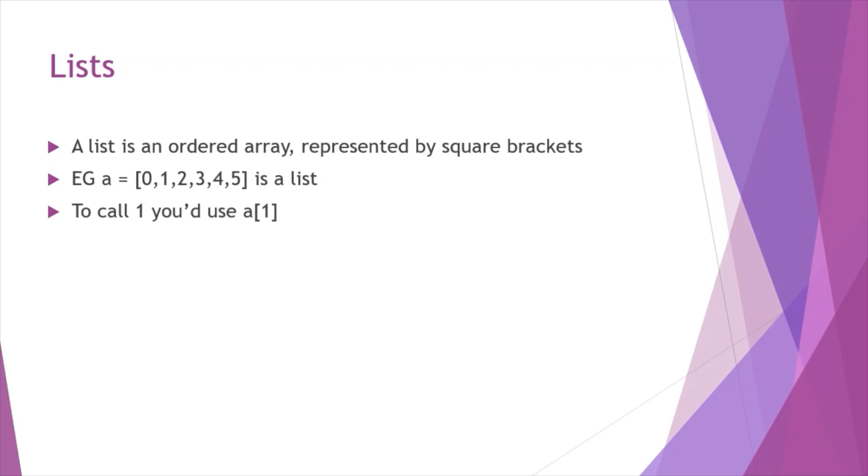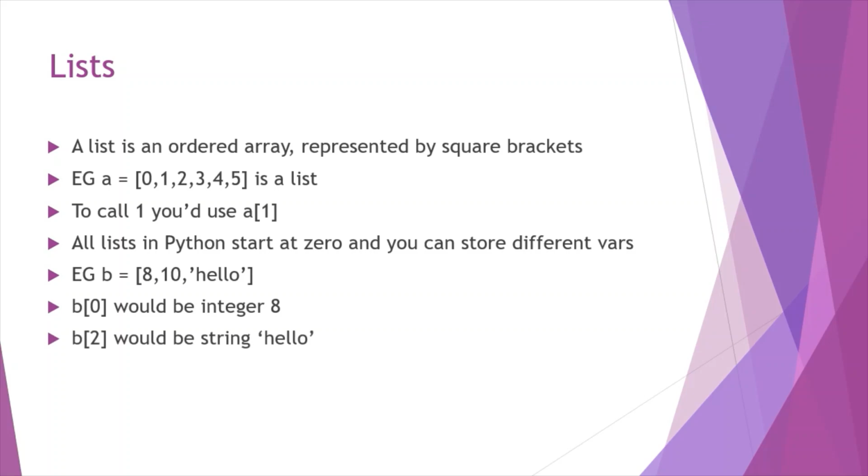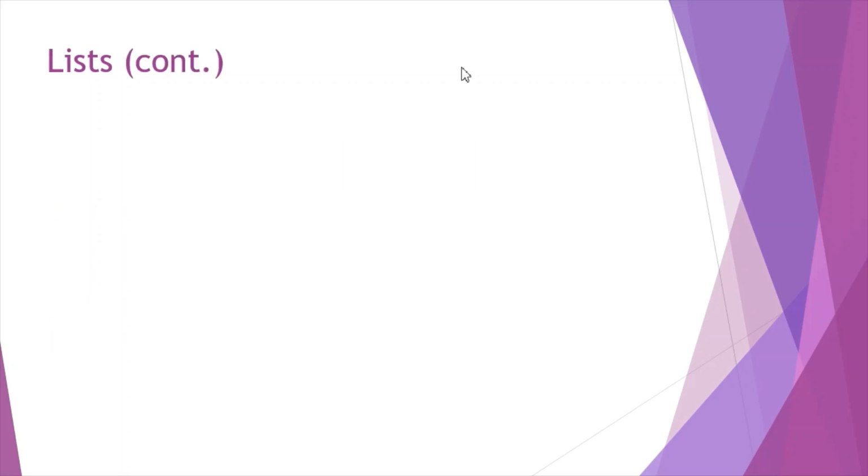To call the number 1, as in the literal, you'd use A1, which would then give you 1. All lists in Python start at 0, and you can store all kinds of different variables as well. They don't all have to be an integer or a Boolean or a string. You can store them all in there just fine. So for example, B is 8, 10 and then hello here. This is a 3 item list. B0 would be the integer 8 and B2 would be the string hello. And just remember the square brackets here, they are important because they will really try and trip you up.